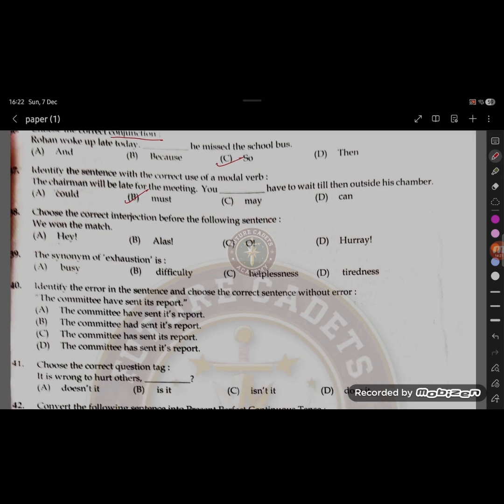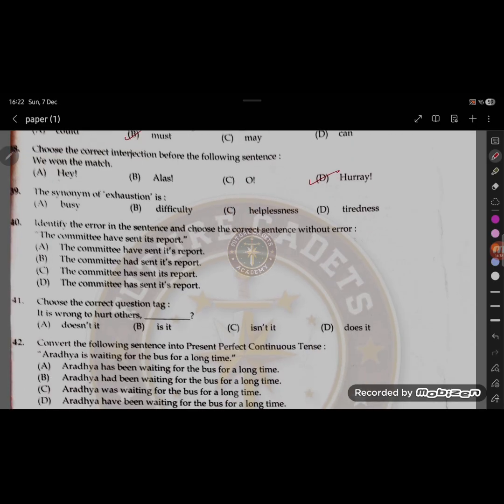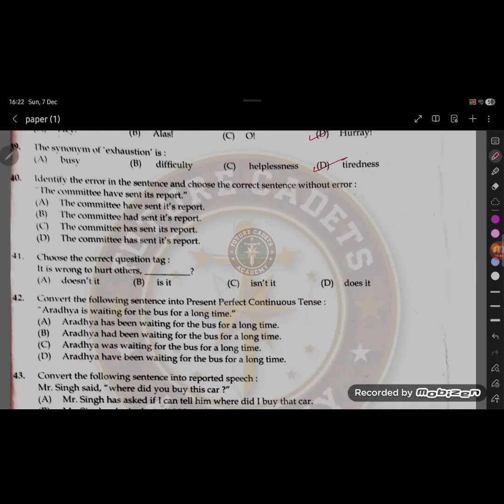Now 38 is interjection. And for this sentence, since it's a mark of happiness, you will say hooray. Now the synonym of exhaustion. Exhaustion is a very tiring feeling, right? So we will use tiredness in that place.